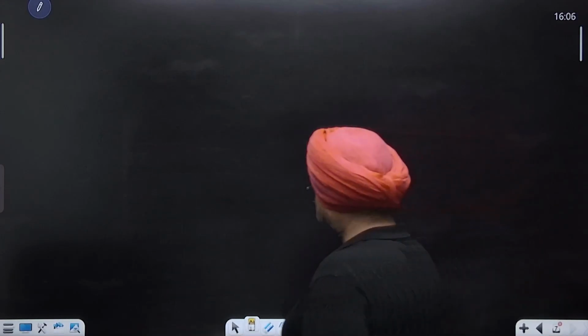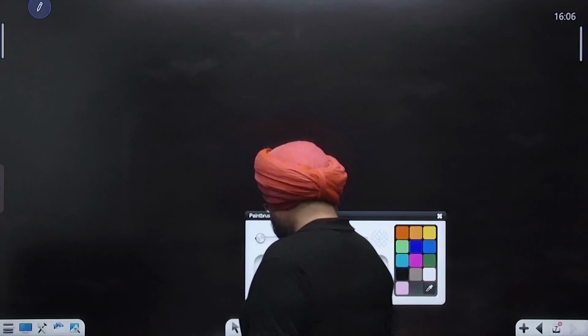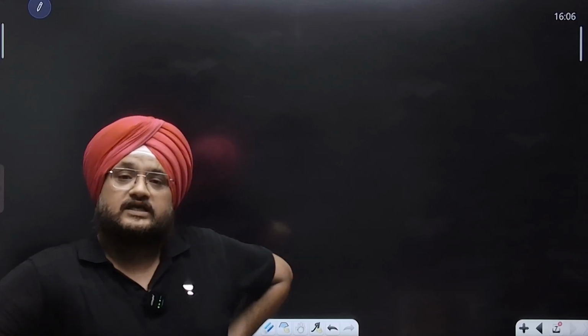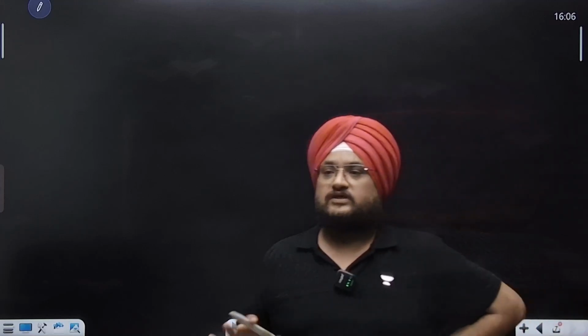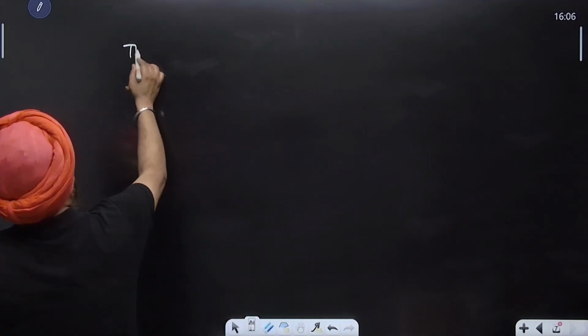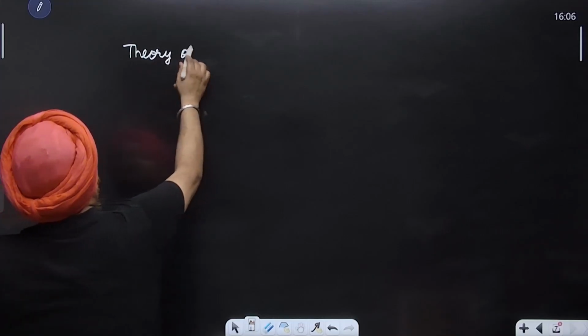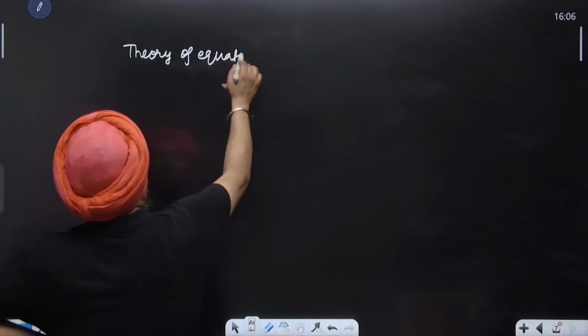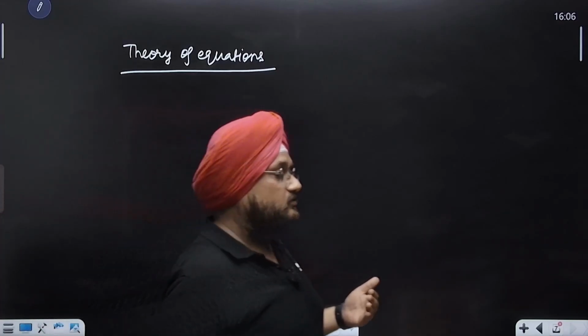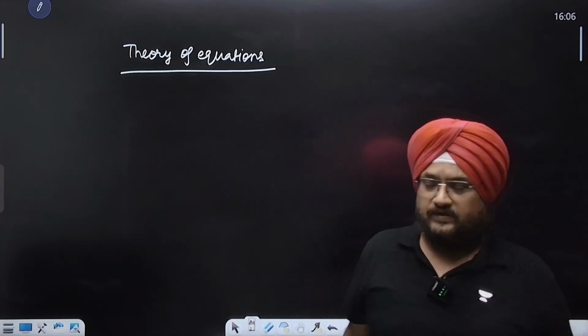Now we will move forward. For today's lecture's theory, we have seen the relation between roots and coefficients of a quadratic equation. Today we will see the same relation between roots and coefficients of higher degree equations. Let's say this is the theory of equations. We will see the relation between roots and coefficients of cubic and biquadratic equations.